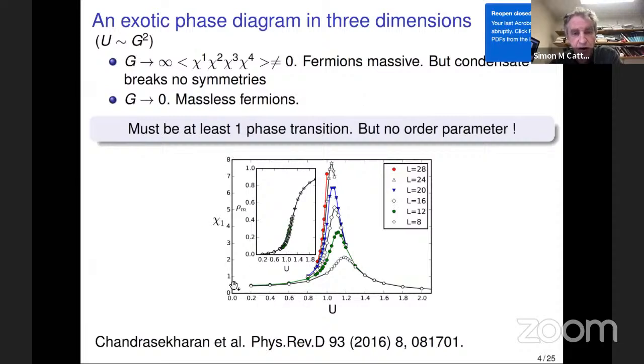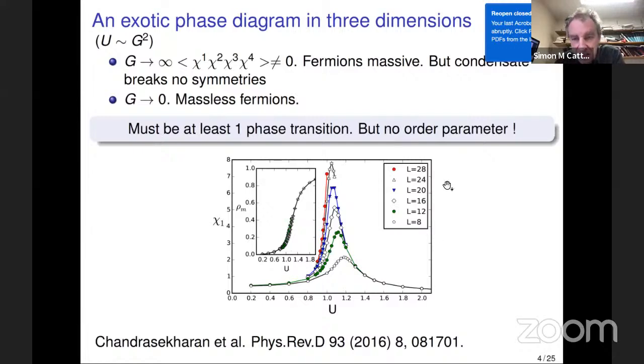And here's some numerical results which show a particular fermionic susceptibility as a function of the coupling. Actually, U is equal to G squared up to some constant here. So it's essentially G squared I'm plotting on the x-axis. And so you see a nice rising peak in some susceptibility between the massless and the massive phases. The inset here is actually the four fermion condensate itself. So you see it's never zero because it's not really an order parameter, it breaks no symmetries, but it switches on rapidly in the vicinity of the peak.